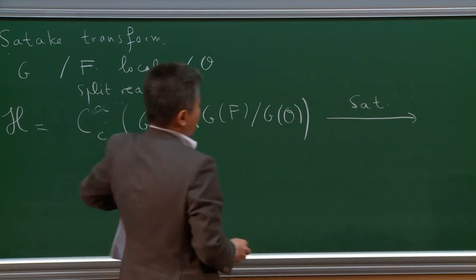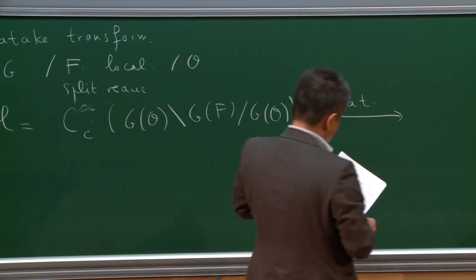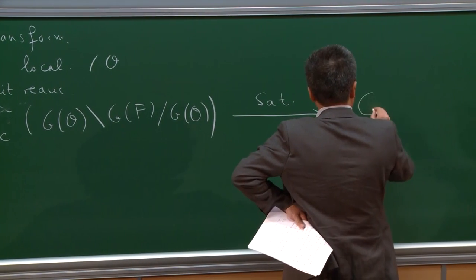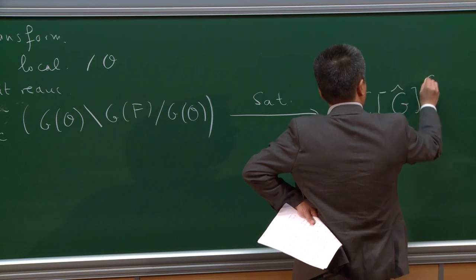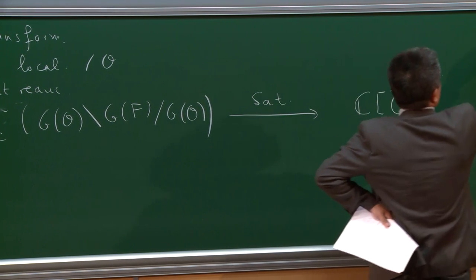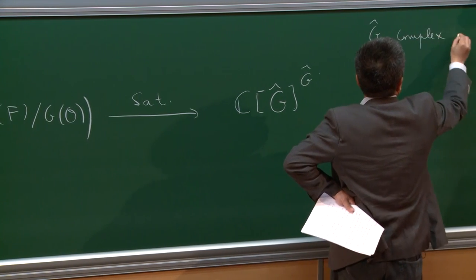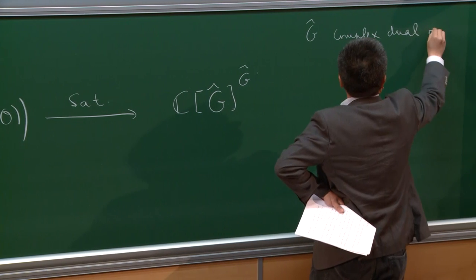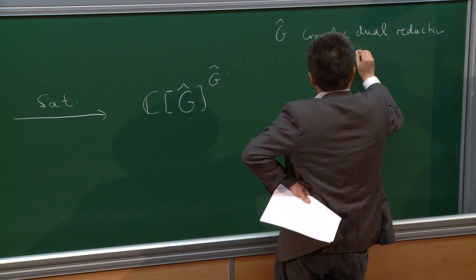a certain isomorphism. I can identify it with the algebra of functions on the dual group. So G hat is the complex dual reductive group.